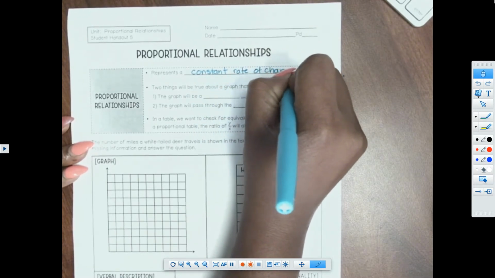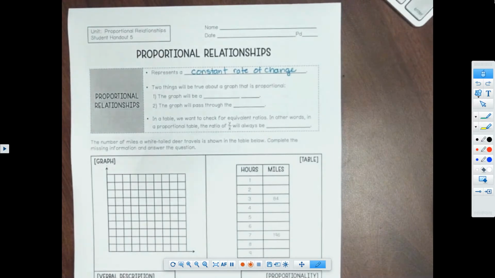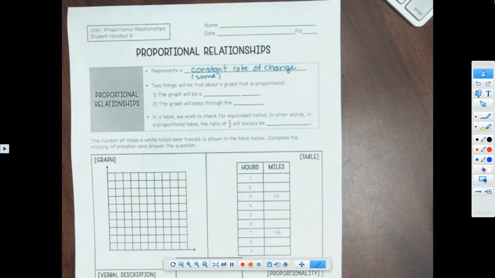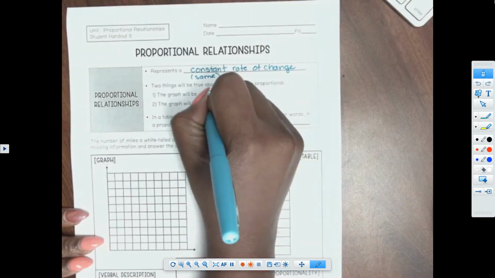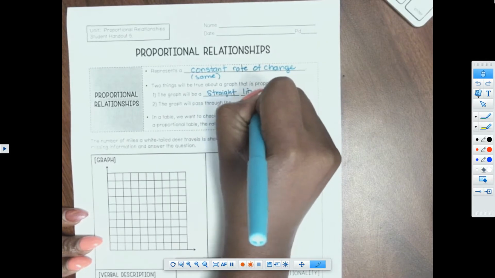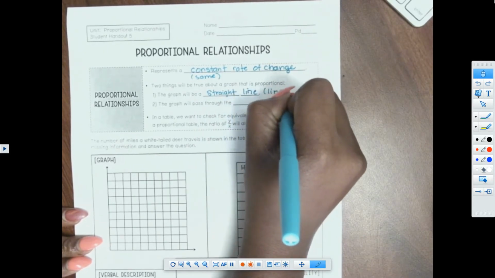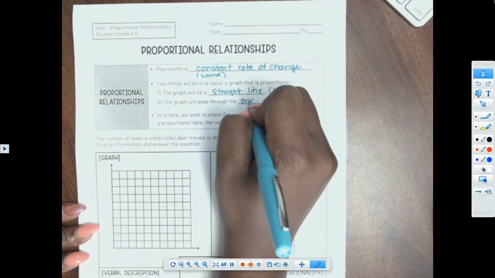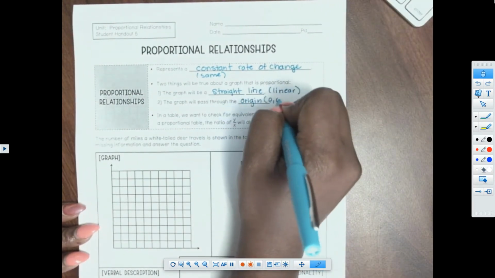Okay, so that when we find K and it gives us the same K each time, that's the constant, and constant meaning same, rate meaning at the same speed of change. Two things will be true about a graph that is proportional. First, the graph will have a straight line. And remember, that word was linear. And then second, it will pass through the origin. And remember, the origin was at 0, 0.